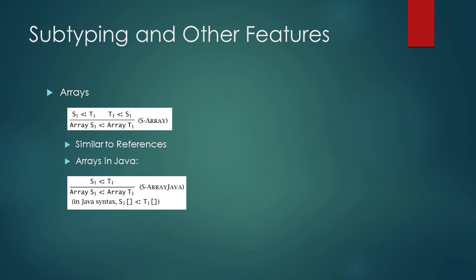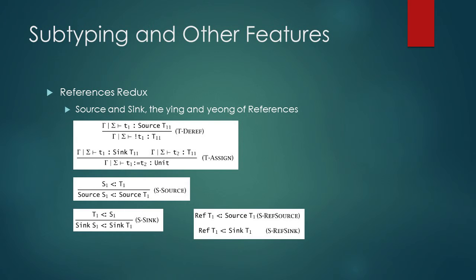Arrays. Arrays will also prove to be invariant to allow for both dereferencing and assignment in a manner that will look very similar to references. Java is an exception which allows for simple covariance. While there was initially purpose to this, it's largely now an artifact of a forgotten time, creating more issues than it solves. References again. The addition of Source and Sink allow for further analysis of references.